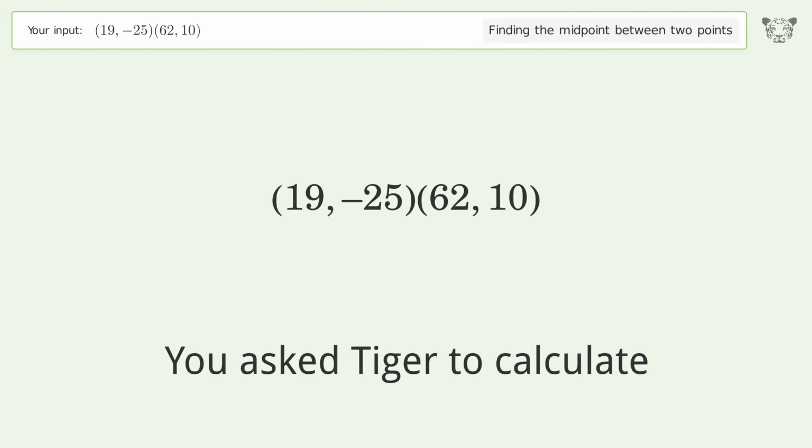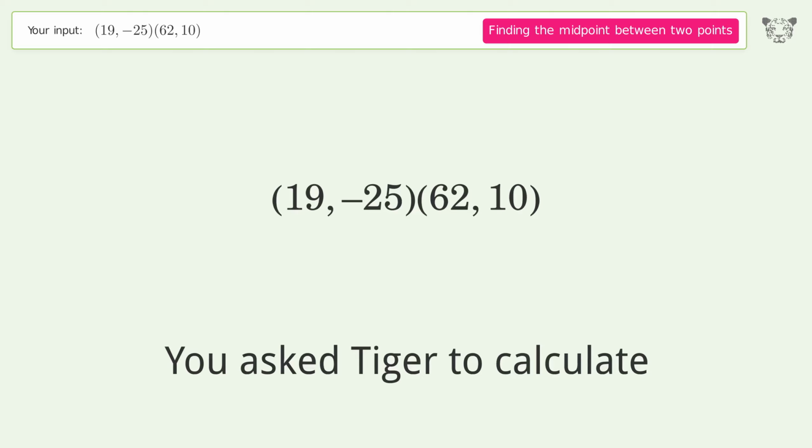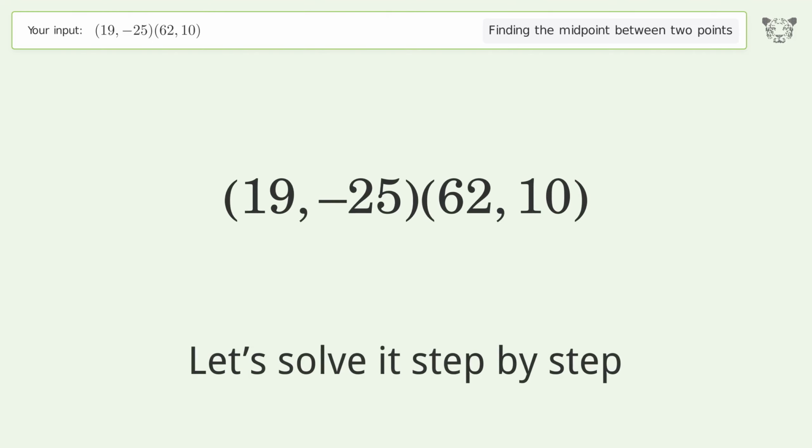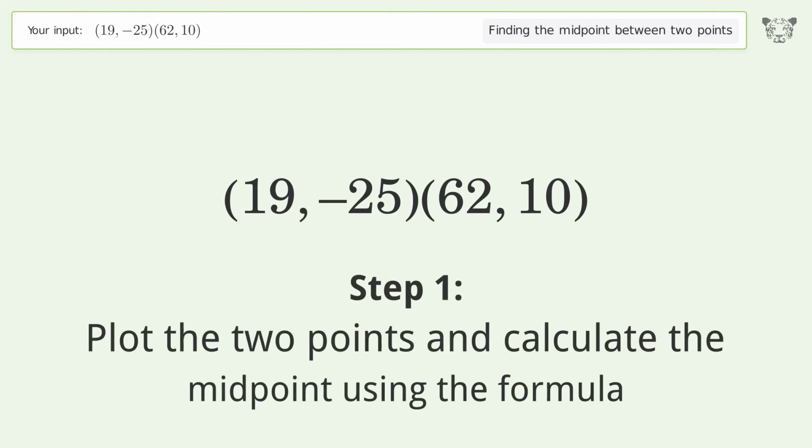You ask Tiger to calculate. This deals with finding the midpoint between 2 points. The midpoint between the 2 points is 40.5, negative 7.5. Let's solve it step by step. Plot the 2 points and calculate the midpoint using the formula.